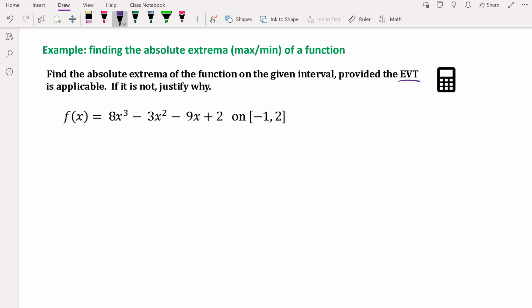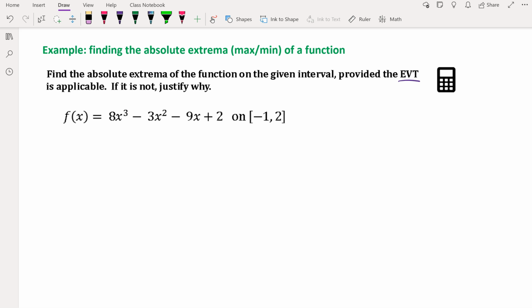Okay, so let's look at our function here. f of x equals 8x cubed minus 3x squared minus 9x plus 2. Is this function continuous? Does the extreme value theorem apply? That's what we're asking. If it's continuous, the extreme value theorem applies. All right, this function is continuous. It's a cubic. Y'all, cubics are continuous. They look like this. They go on forever. There's no holes or anything. So yes, the extreme value theorem applies.